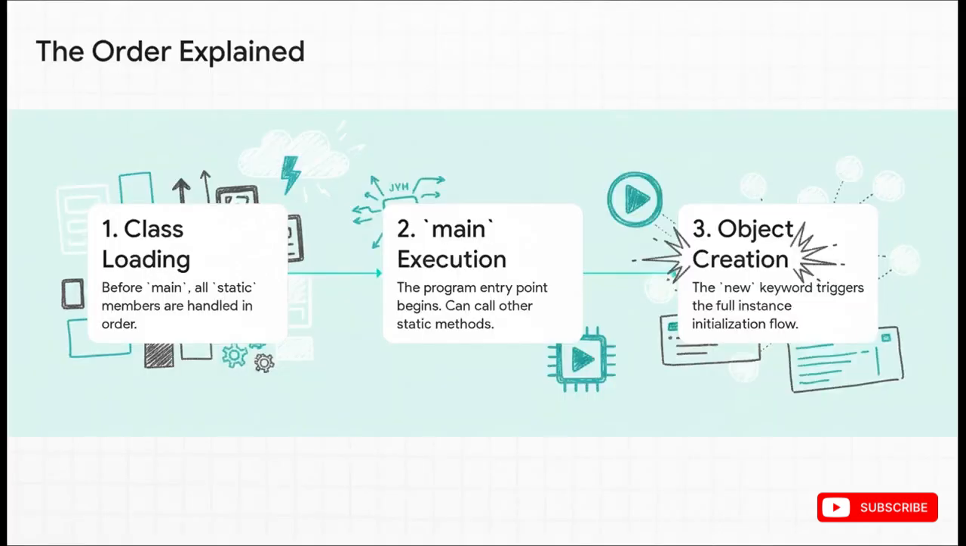So why this specific order? Well, you can think of it as two totally separate phases. Phase 1 is class loading. Before main even gets a chance to run, the JVM finds the class, initializes all its static variables, and runs all its static blocks, right in the order they appear in the file. Then comes phase 2, execution. That's when main starts. And that new keyword, that's the specific trigger that kicks off the whole instance creation dance.